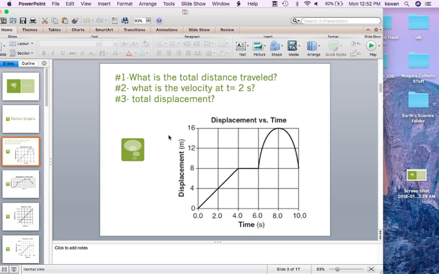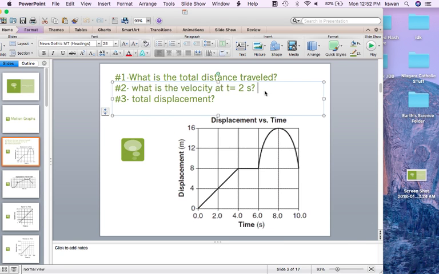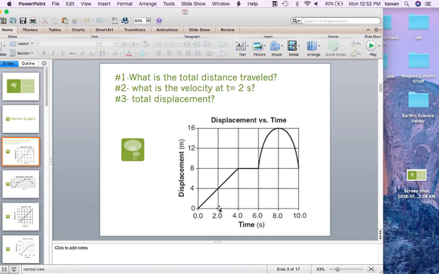Alright. Moving on. Number 2. What is the velocity at t equals 2 seconds? So remember, this is in the review sheet. So your velocity when we're given a displacement versus time or a distance versus time graph is the slope of this line here.